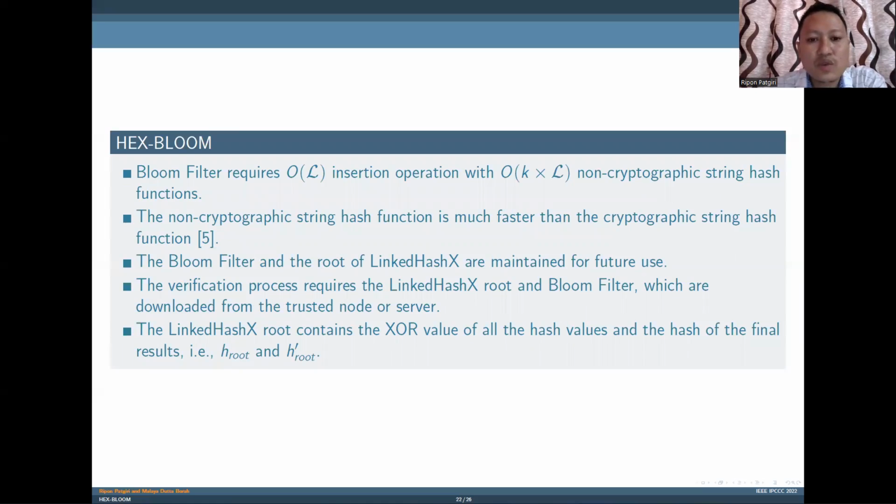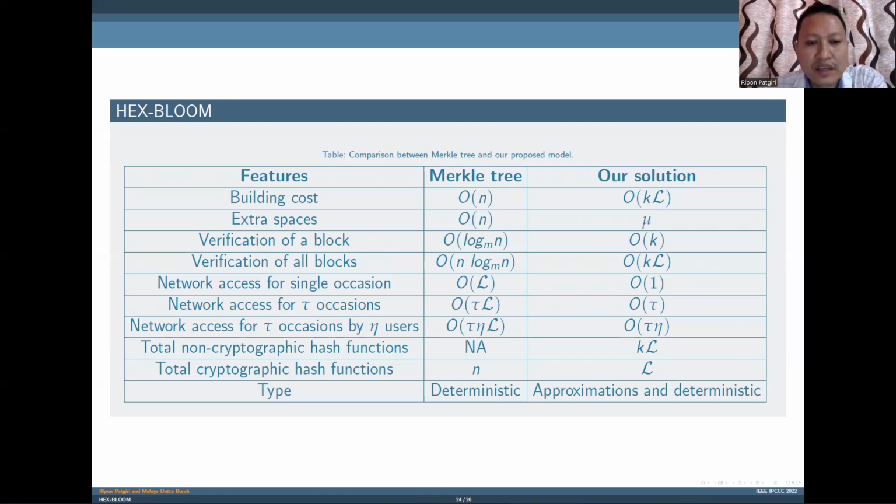The verification process requires the linked HEX root and Bloom filter, which are downloaded from the trusted node or server. Linked HEX root contains the XOR value of the last hash value and the hash value of the final results, that is H root and H dash. Extra space in Merkle tree takes big O of n, whereas our solution takes mu bits only. Verification of a block in Merkle tree takes big O of log n, our solution big O of k. Verification of all blocks, Merkle tree takes big O of n log n, our solution takes big O of k times L. A network access for a single occasion.